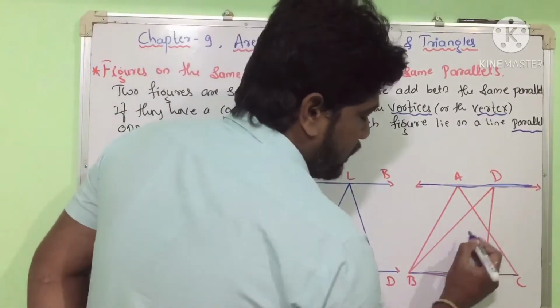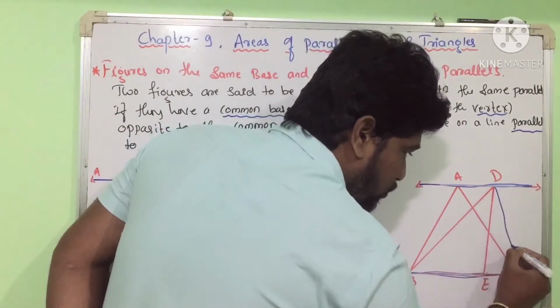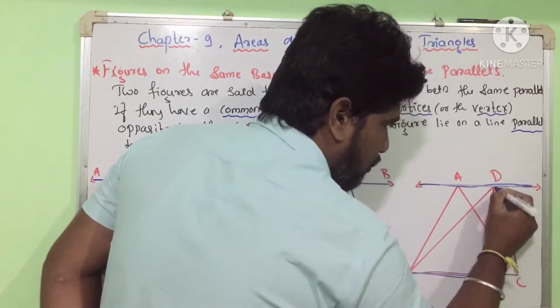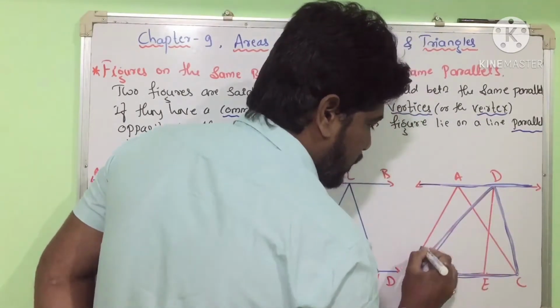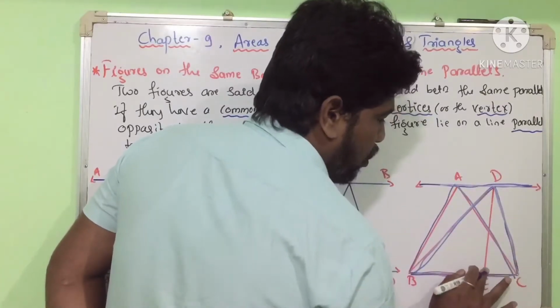So if D is joined to C, now these two figures are said to be common.